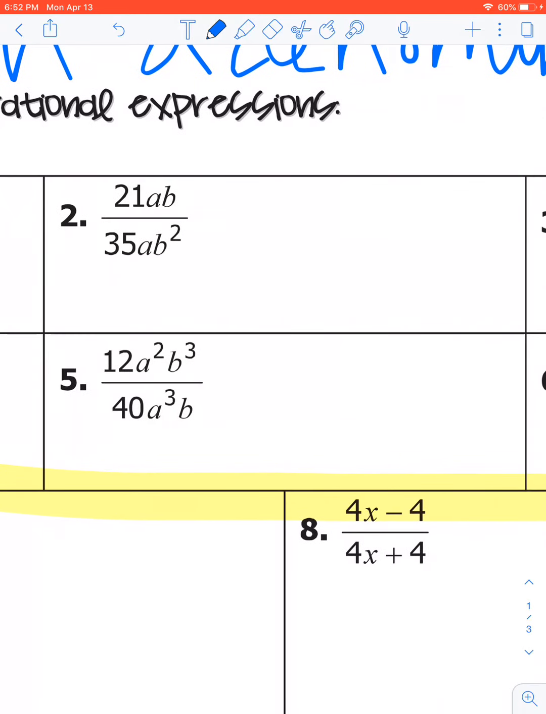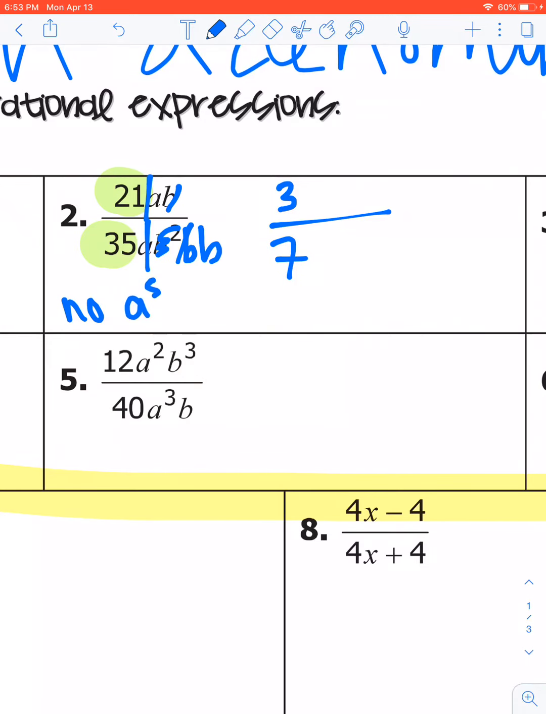Let's do problem 2. First, focus on the number piece. You can use a calculator or your brain to reduce it. Since 7 goes into both, 21 over 35 reduces to 3/7. Again, use a calculator if you're wondering where I'm coming up with that. The A and the A cancel, so that means there are no A's in my final answer. When I look at the B family, this means B over B times B, leaving me 1 B on bottom, so 3 over 7B is my final answer.